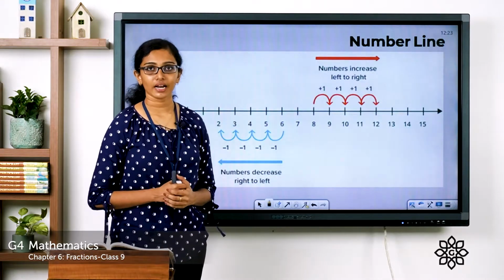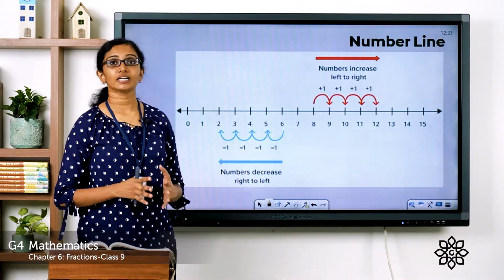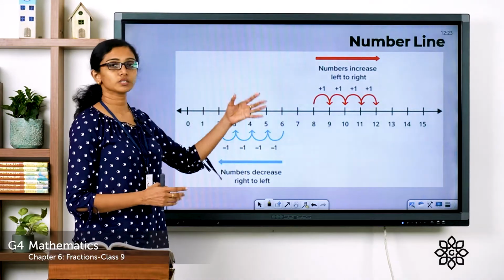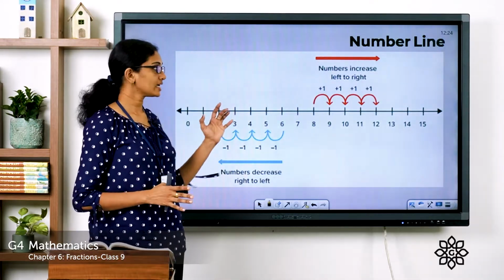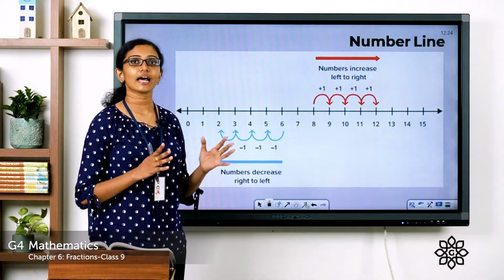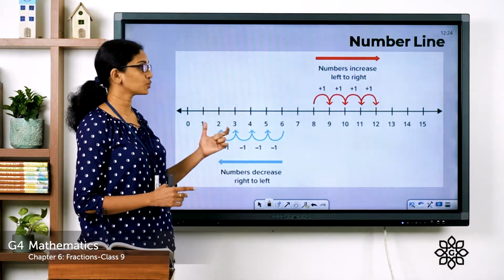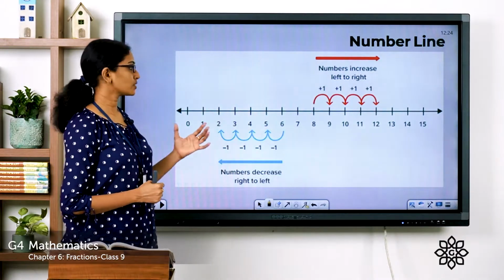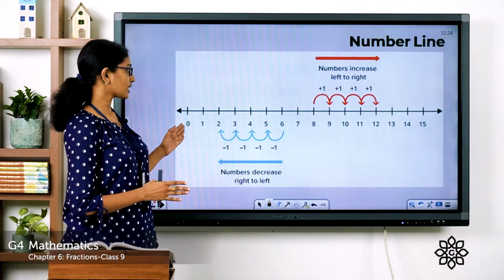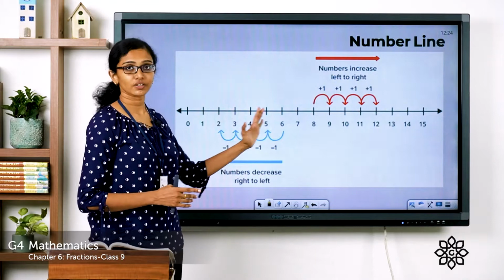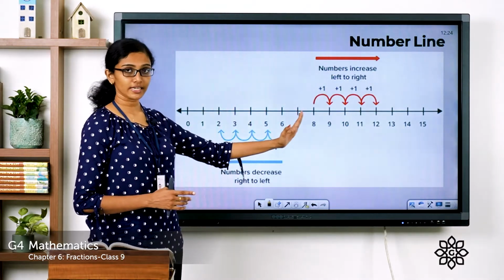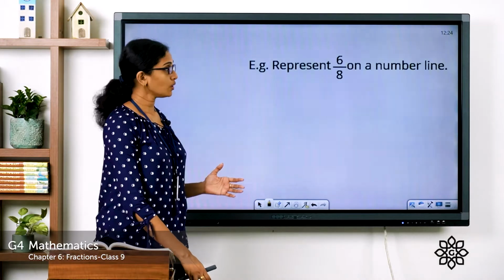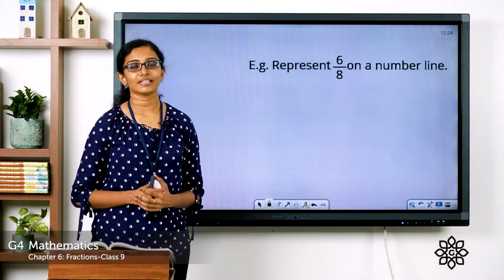You can see a number line here. A number line is a straight line where the numbers are marked on it at equal spaces. The numbers increase as you move towards the right and the numbers decrease as you move towards the left. We can see the divisions marked here at equal spaces. You have 0 marked here, and as you proceed, it increases towards the right and decreases towards the left. Clear? Now, how to represent a fraction on a number line?